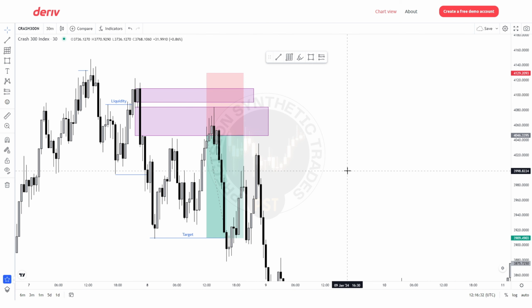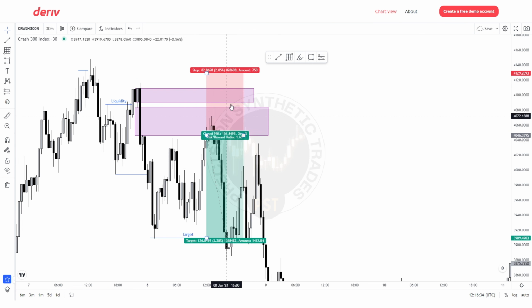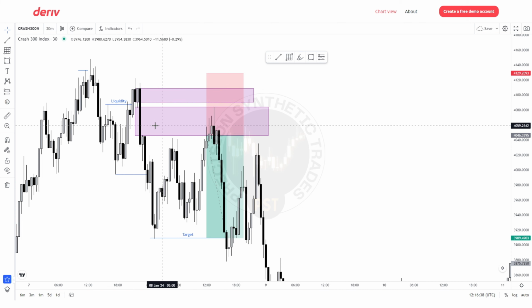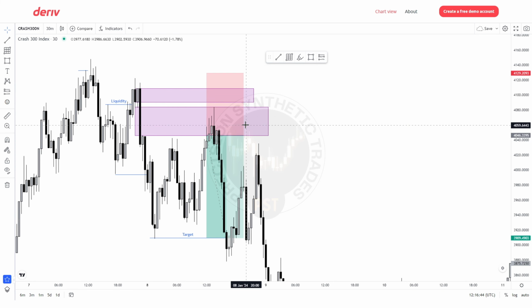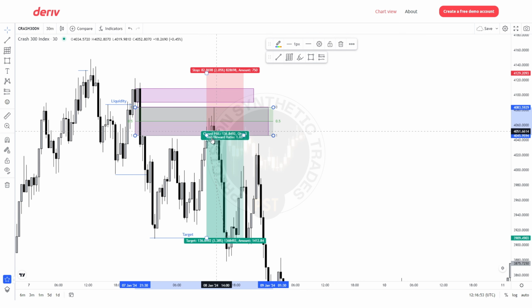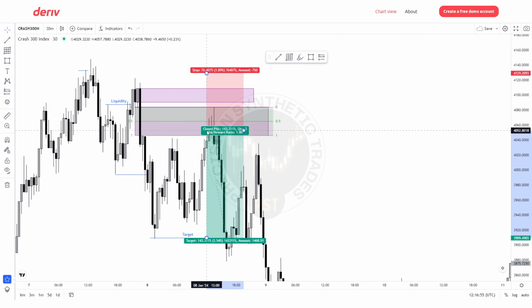That's a 1 to 6 risk to reward. Now your stop loss is a little bit big. What would I do if this is too risky for you, like the stop loss is too big? What I would do, I would get the middle point of this fair value gap, and I would put my stop loss, my entry, at the 50%.